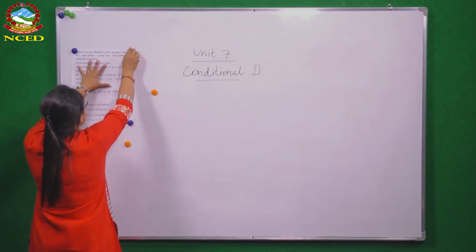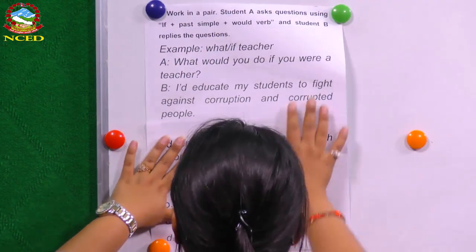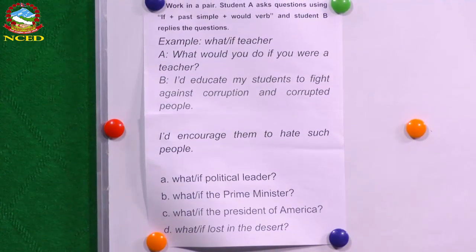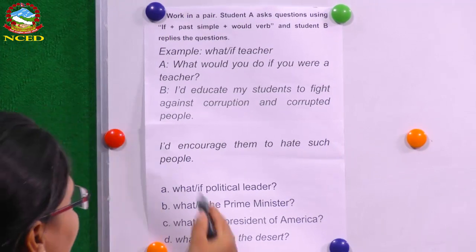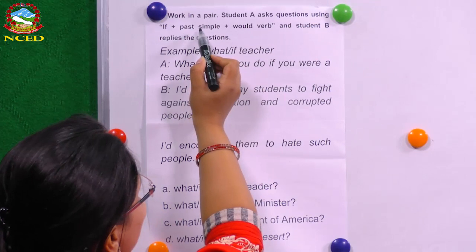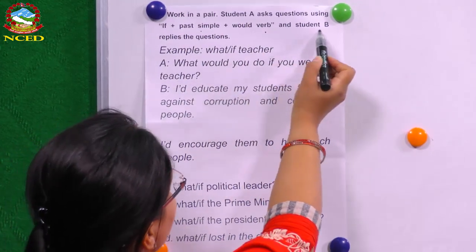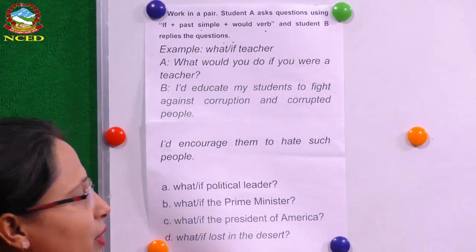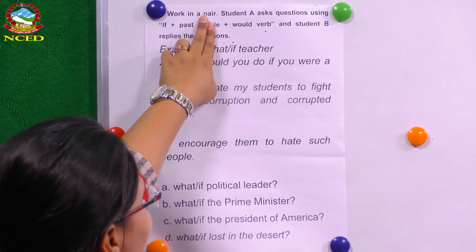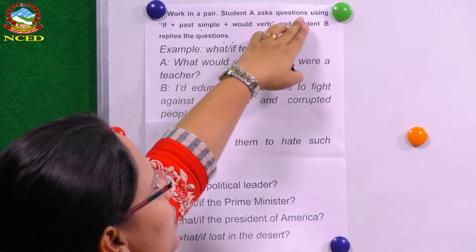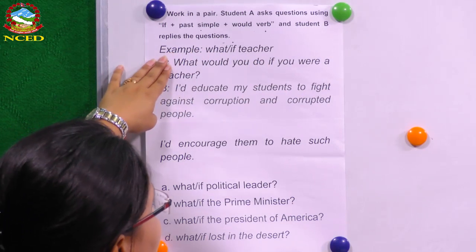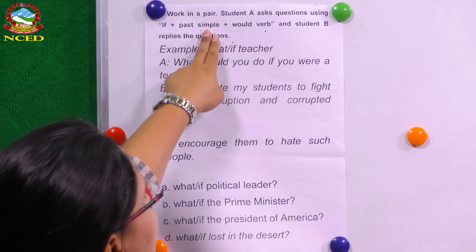It's about the conditionals that we just talked about, so we will have a quick look at it, okay? Work in a pair. Student A asks questions using if plus past simple plus would verb. Student B replies the question. So did you understand what you have to do here? You are working in a pair. दुईजना काम गर्ने हो जोडामा, okay? One of you has to ask a question, and what structure do you have to use for your question? Yes, if past simple and would verb.